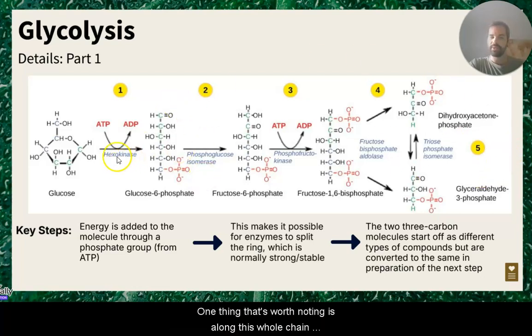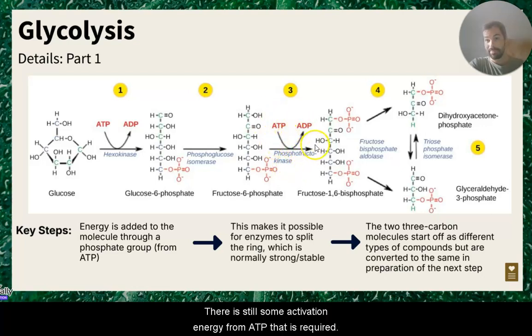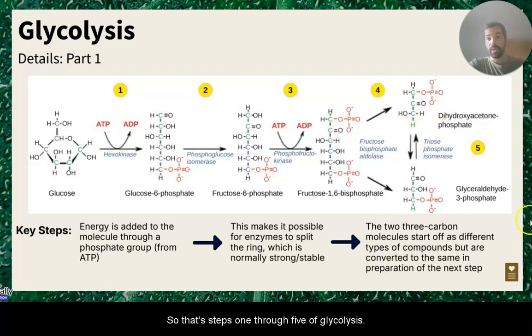One thing that's worth noting is along this whole chain, there's an enzyme for every one of these reactions. So you have hexokinase, phosphoglucose isomerase, and so on. Every one of these steps has an enzyme that is there to reduce the activation energy of these things. And in some cases, there is still some activation energy from ATP that is required. So that's steps 1 through 5 of glycolysis. We're halfway there.